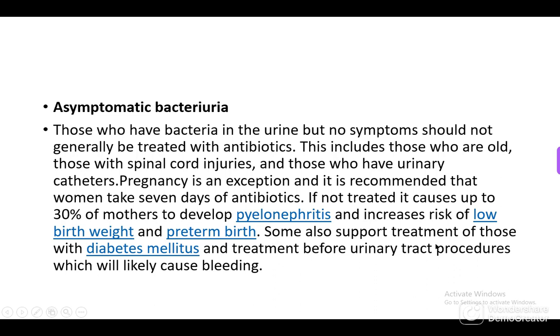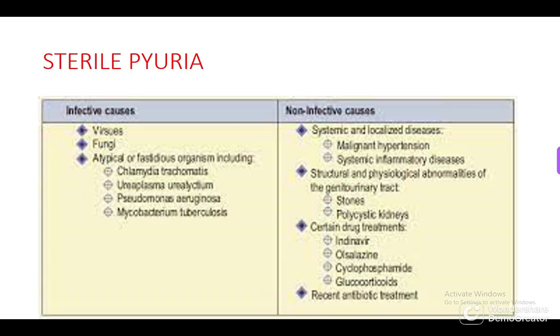Some also support treatment of those with diabetes mellitus and treatment before urinary tract procedures, which will likely cause bleeding. So in diabetes mellitus, if asymptomatically you find there is bacteriuria of significant number, you have to manage. This is the rule of thumb. Otherwise, for other people, you should evaluate that patient and then decide whether you have to give the antimicrobials or not.